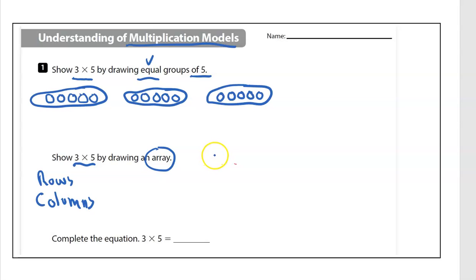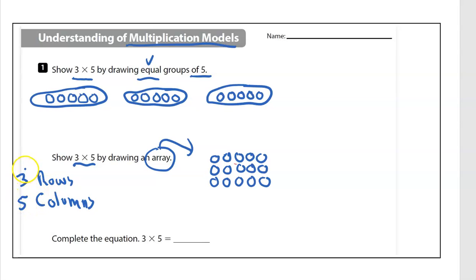My first group of 5, 1, 2, 3, 4, 5. And I'll put it into 3 rows. My next group, 1, 2, 3, 4, 5. And my third group, 1, 2, 3, 4, 5. So this now is an array because I have 3 rows and 5 in each row, or 5 columns.